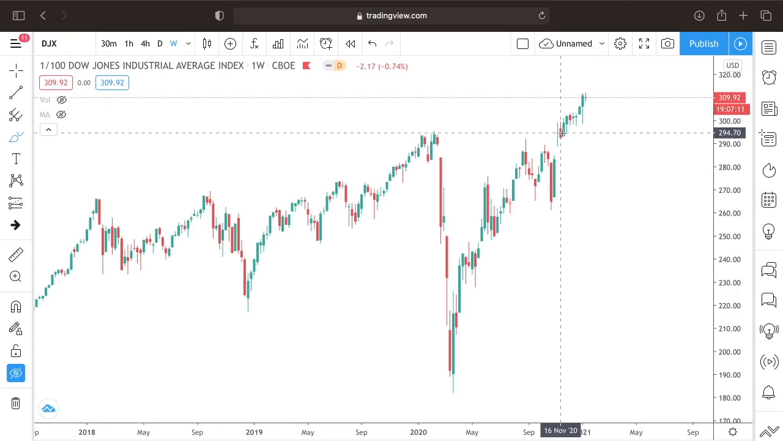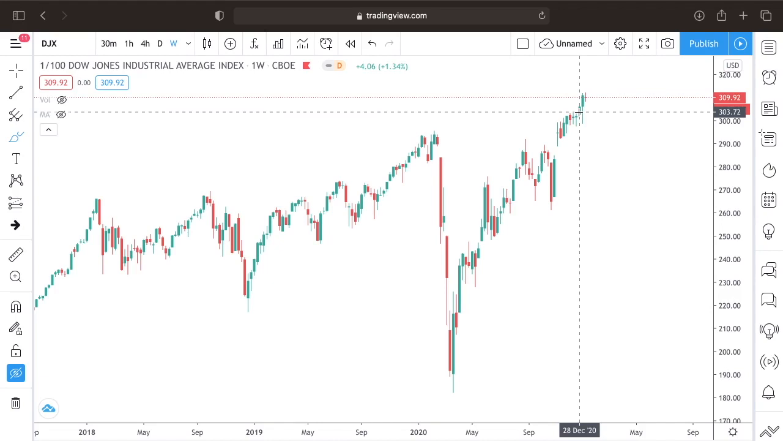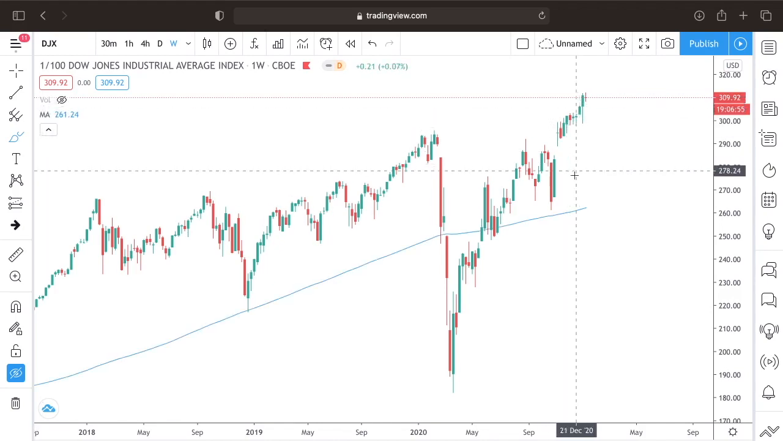Even without putting on the moving average, we can see that prices are a bit overextended right now, because over here in the most recent weeks, we see that prices have risen almost parabolically. And if we turn on the moving average over here, prices are also a bit overextended because prices are far away from the moving average.